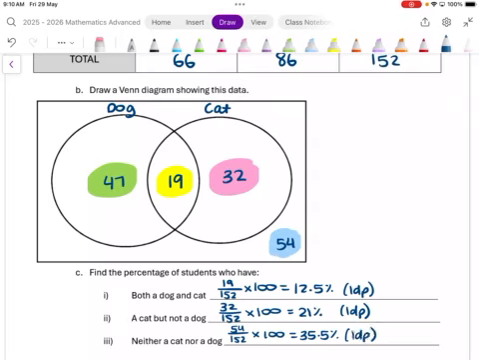Does anyone need to borrow a ruler? No? Do you have a ruler? Then you need to borrow one.